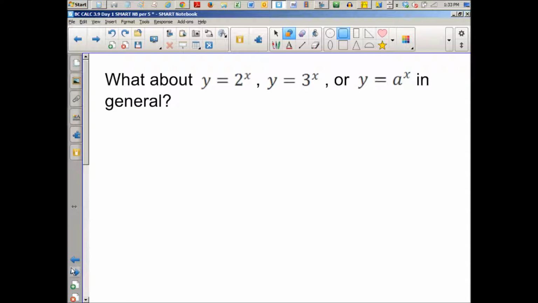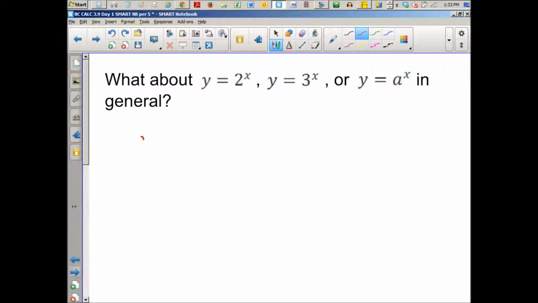Okay, so if the derivative of e to the x is e to the x, then does that mean that the derivative of 2 to the x is 2 to the x? I wish. It's not like that. Okay? So let's talk about what to do in this case. Let me show you how the rule came about, and then you can just memorize the rule.